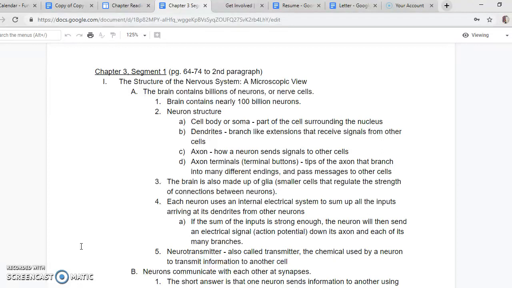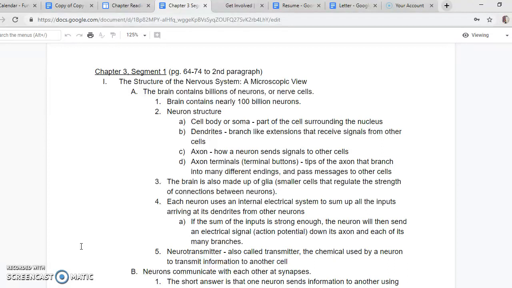A neuron is the primary building block of the nervous system, and we're going to go over the structure of a neuron. The first part of a neuron is the cell body, or the soma, and this is the part of the cell that is surrounding the nucleus. Then there are different attachments connected to the cell body. One of these attachments is dendrites, which are branch-like extensions that receive signals from other cells. Then you have an axon, which is another attachment to the cell body, and this is how a neuron sends signals to other cells.